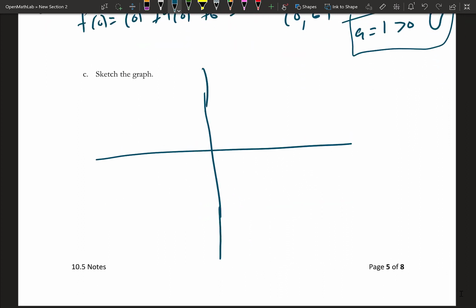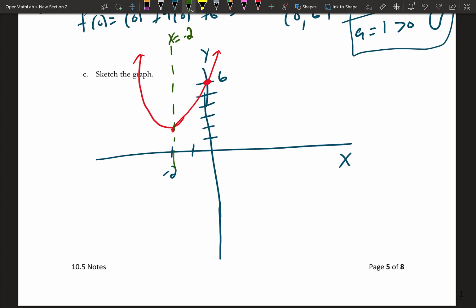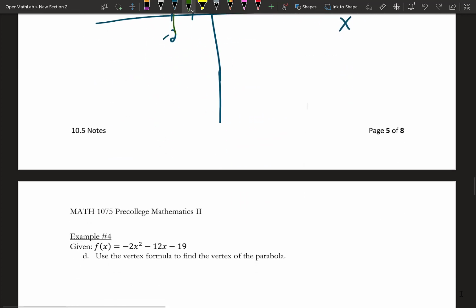Right, so if I want to sketch this graph really quick, here's x, here's my y-axis. So my vertex is at the point -2, 2. And we have a y-intercept at 0, 6. And then my graph looks like a U shape, right? So it's going to look something like this, where this dashed line, x equals -2, is the axis of symmetry. So there's just a rough sketch of the graph.